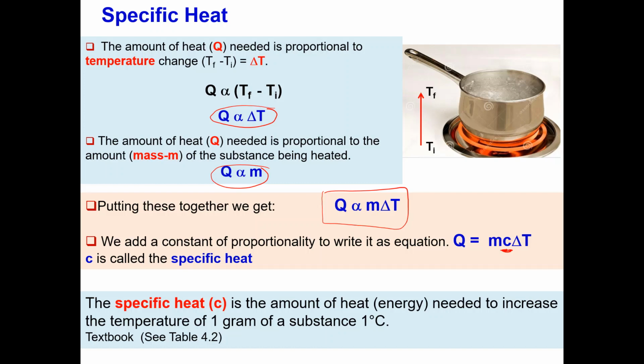It is how much heat, how much energy we need to increase the temperature of 1 gram of the substance by 1 degree Celsius. Again, what is the specific heat? It is how much heat or energy we need to increase the temperature of 1 gram of that substance. That substance can be any substance: water, gold, aluminum, any substance. We want to know how much heat we need to increase the temperature of 1 gram of that substance by 1 degree Celsius. In our textbook, we have the list for the specific heat for different materials.